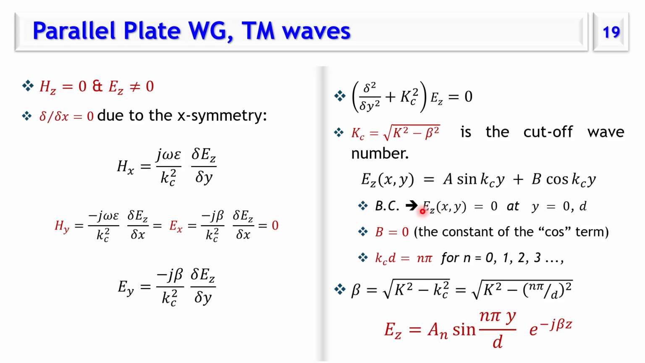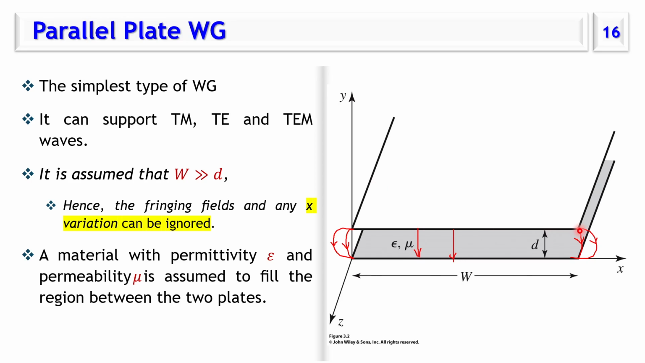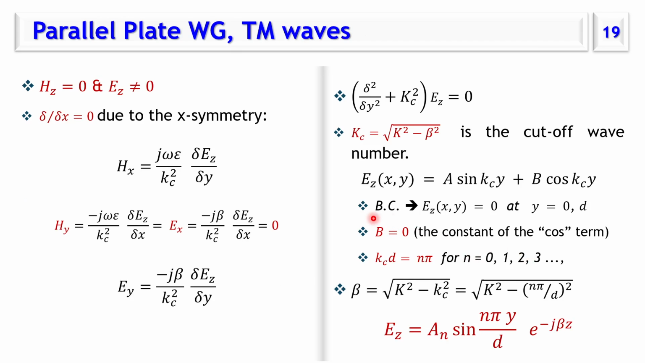The first boundary condition is that the electric field along the z-axis equals 0 because it's tangential to a perfect conductor. Ez equals 0 at y equals 0 and y equals d. So the tangential component on this conductor and this conductor, because they are perfect, equals 0. So Ez at y equals 0 and Ez at y equals d equal 0. This is a boundary condition.